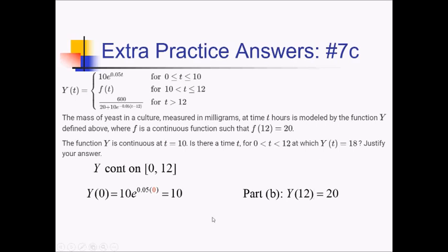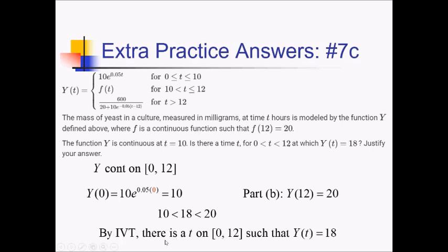So here's the important part. 18, the value we're looking for, that's between 10 and 20. This is important because if you have a continuous function, you can't get from y equals 10 to y equals 20 without also going through y equals 18. So by the intermediate value theorem, we are guaranteed then that we have a t on 0 to 12 such that y of t equals 18.